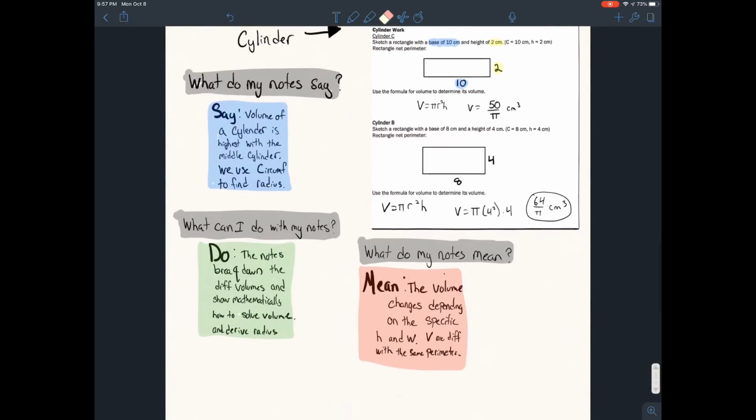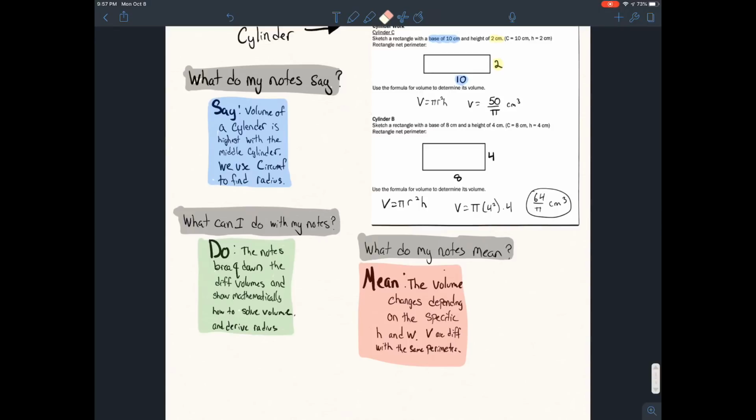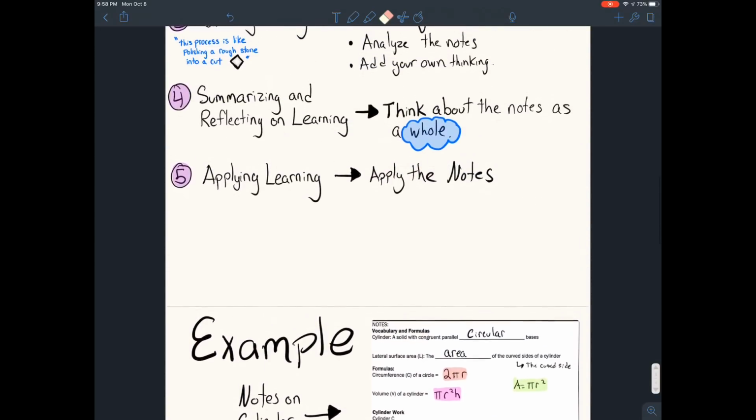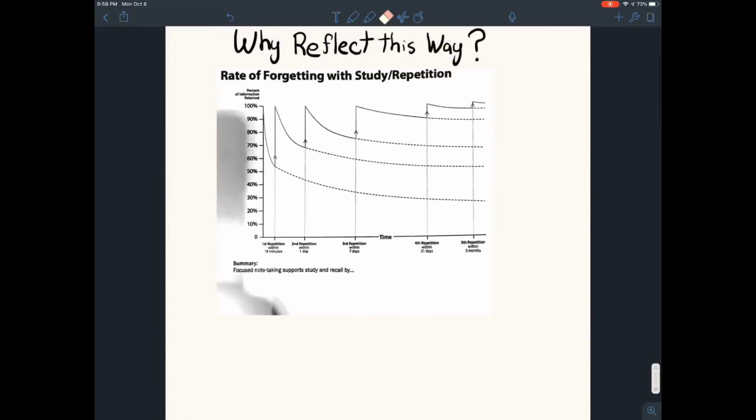And lastly, what do my notes mean? I put the volume changes depending on the specific height and width. Volumes are different with the same perimeter. So what's the significance? What is the ultimate learning behind the notes? What does it mean in the greater context? So say, do, mean is a fantastic summary technique to help you reflect back on the lesson and learn from it. That's how you will use it.